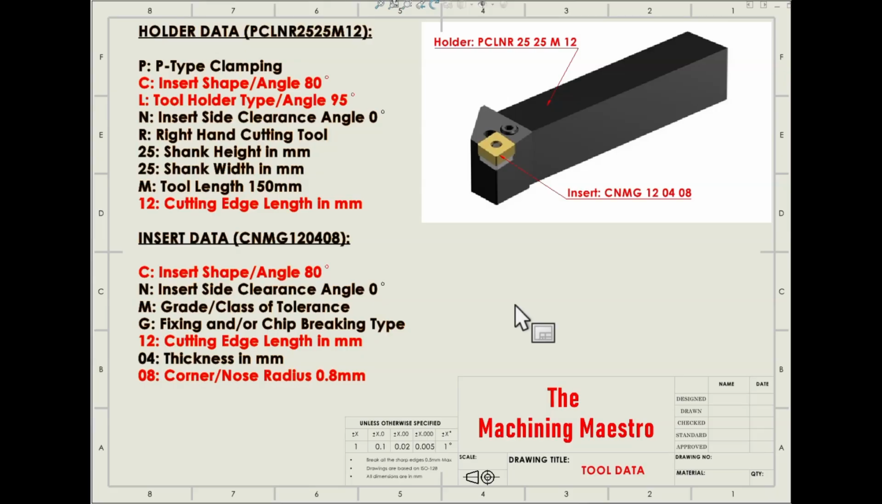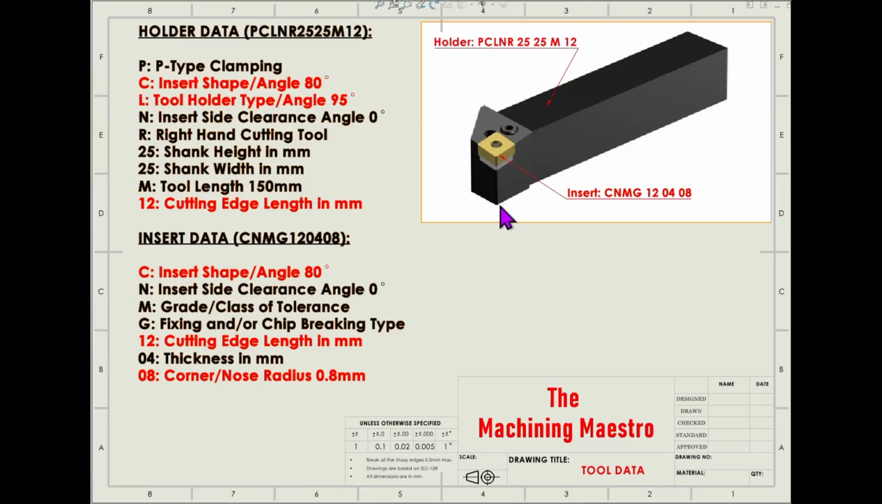There are many grades and classes of tolerance. M is one of them. And G is the fixing type or chip breaking type. The inserts are always designed with some chip breaking formula or chip breaking designs or fixing designs. There are many kinds of such designs. So G is one of them.